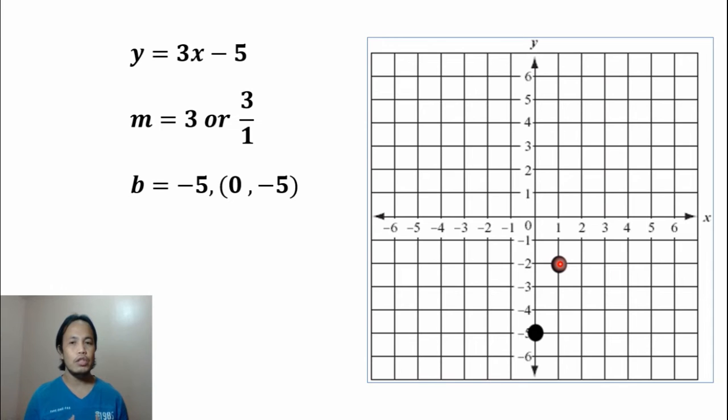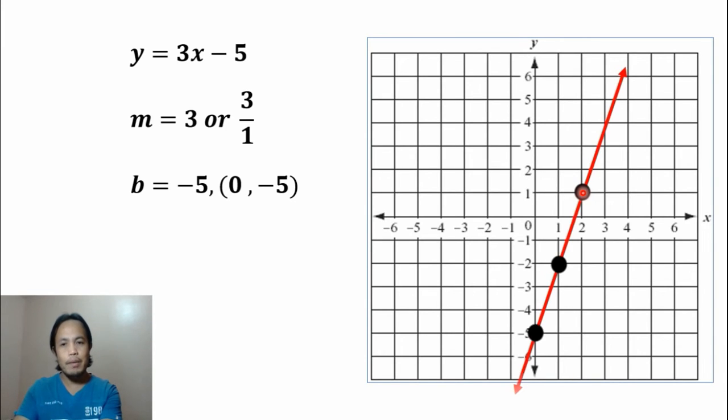But if we want to continue plotting the points, we can still do the same. We can do the same process. We count 3 units upward. So we have here 1, 2, and 3. Then 1 unit to the right, we have 1. So this is our third point. We have these points. Then by connecting these 3 points, we can have this line. So this line is now the graph of the equation y equals 3x minus 5.